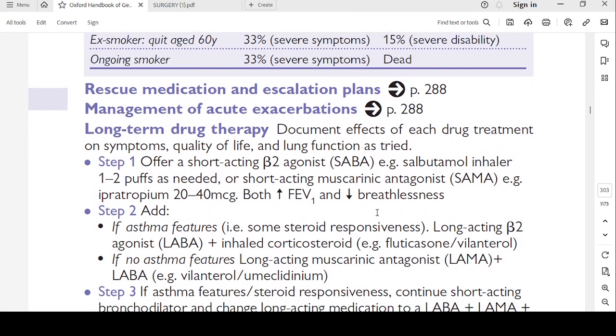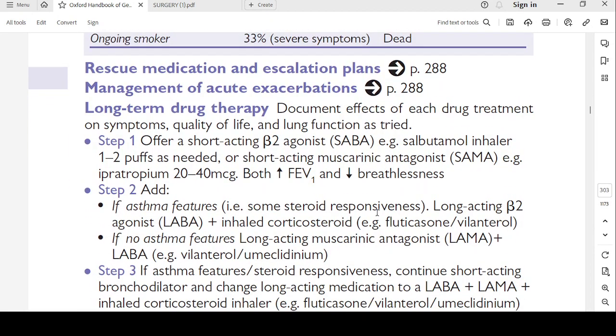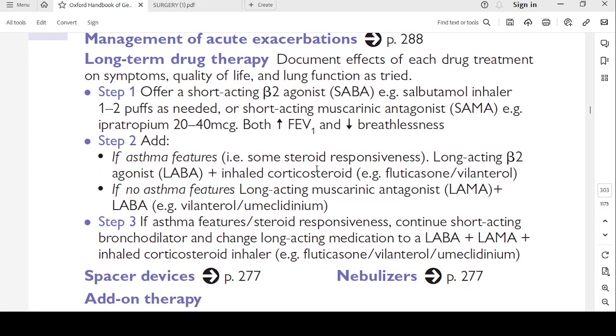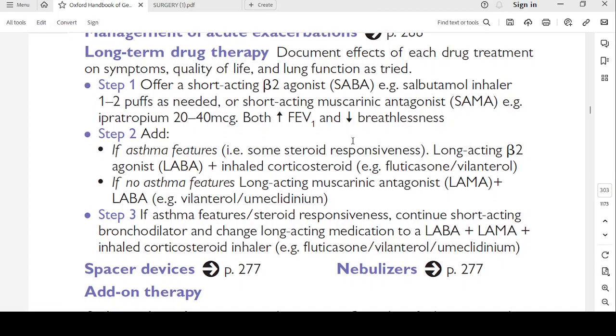Rescue medication and escalation plans, management of acute exacerbations, long-term drug therapy. We will read: document the effects of each drug treatment on symptoms, quality of life and lung function as tried. Step 1: offer a short-acting beta agonist, salbutamol inhaler 1 to 2 puffs as needed, or a short-acting muscarinic antagonist, SAMA. Both increase the FEV1 and decrease the breathlessness.